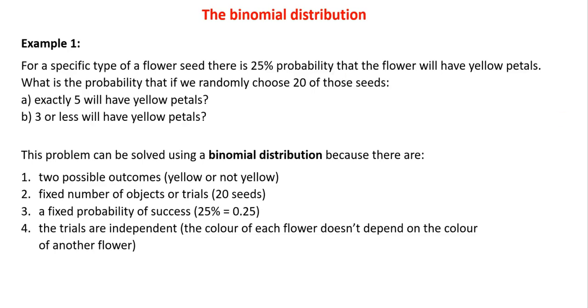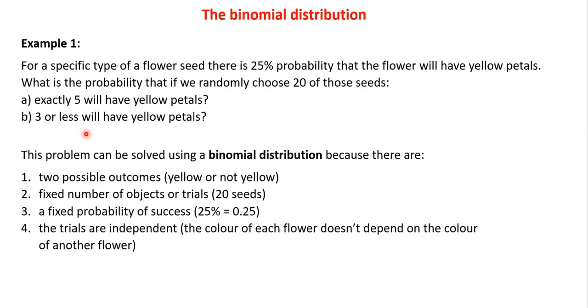A garden center is selling a specific type of flower seeds, and there is a 25% probability that when the seed germinates, the flower will have yellow petals. What is the probability that if we randomly choose 20 of those seeds, exactly 5 will have yellow petals in part A, or in part B, 3 or less of these seeds will have yellow petals?